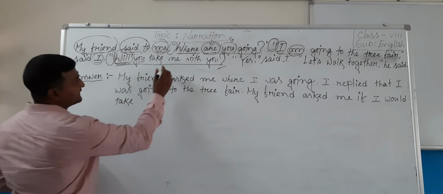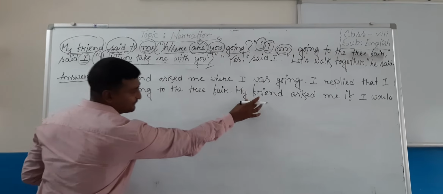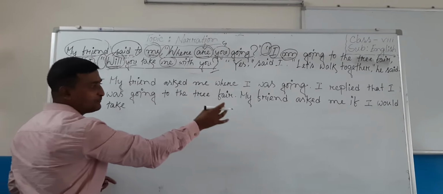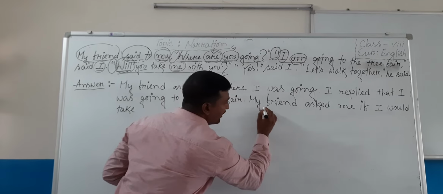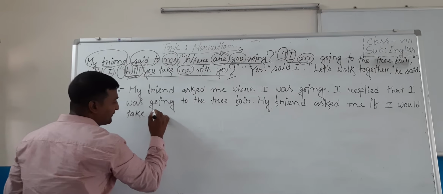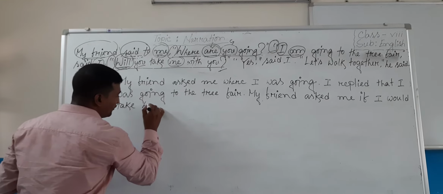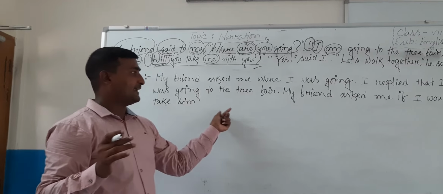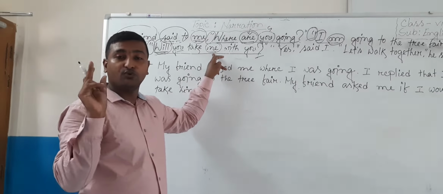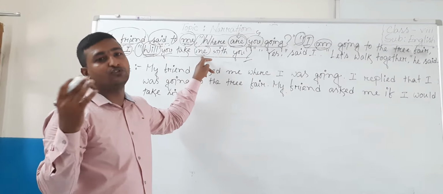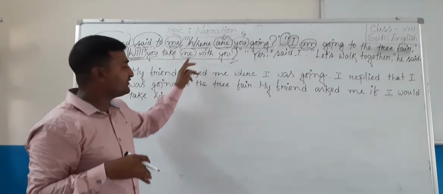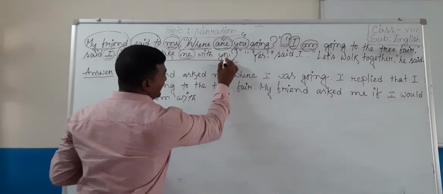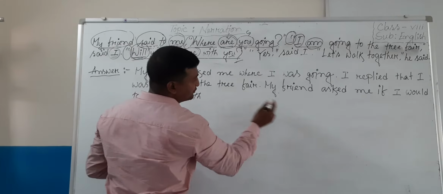If I would take me, here me is the subject. So the subject, my friend. Me works as possessive, so I have to write the possessive of my friend. What is the possessive of my friend? His or him. Here it will be him. Why will there be him? If after the possessive we get a noun, we have to use his. If we do not get a noun, we have to use him. Then with, you is here the object, so you refers to me.